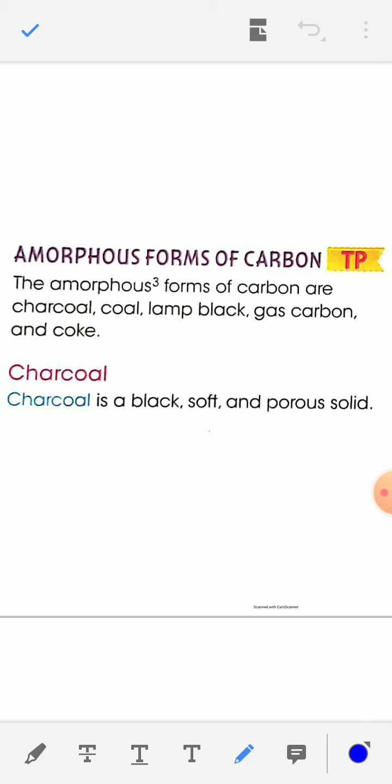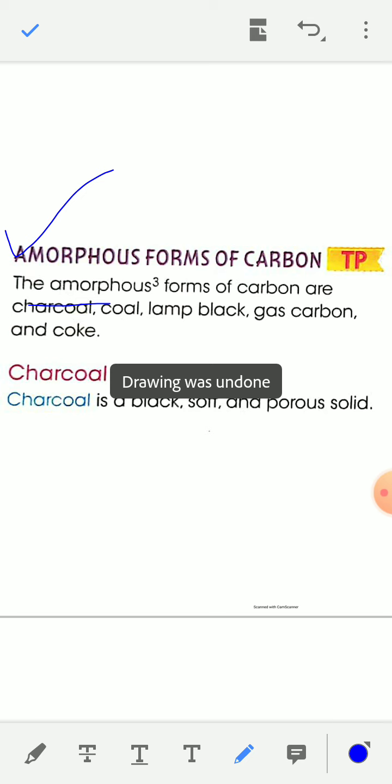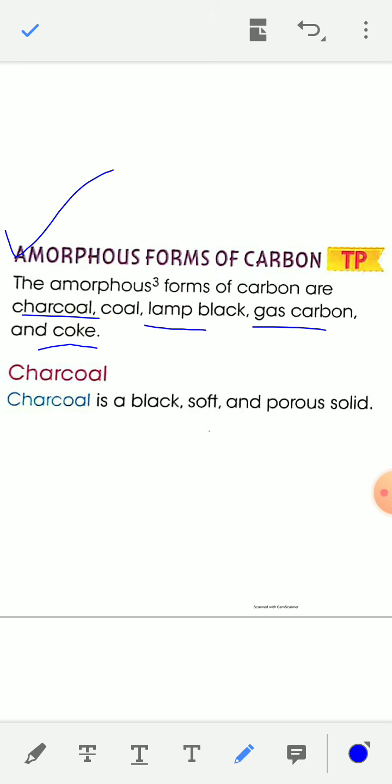In this video I will discuss amorphous forms of carbon. In the first video on chapter 9, Carbon and its Compounds, I have already discussed the different crystalline forms of carbon, that is diamond, graphite and fullerenes. In this video I am going to discuss amorphous forms of carbon. The amorphous forms of carbon are charcoal, coal, lamp black, gas carbon and coke. These are amorphous forms of carbon.